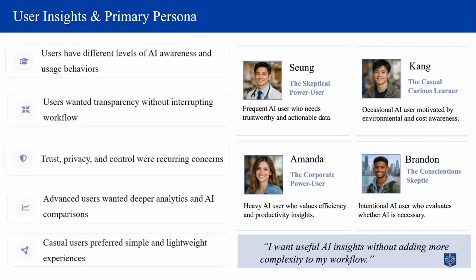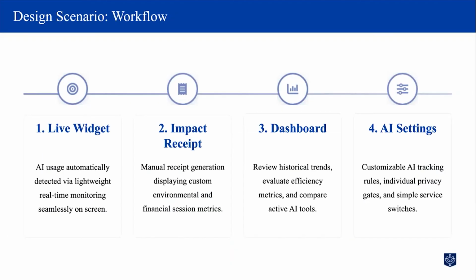Brandon is a conscientious user who carefully evaluates when AI should be used. Throughout the project, we designed the features to support all four personas. For this presentation, we will use Seung's scenario because it highlights most of the system's core features. Drawing from the needs of all personas, we designed interactions that balance transparency, awareness, and user control.